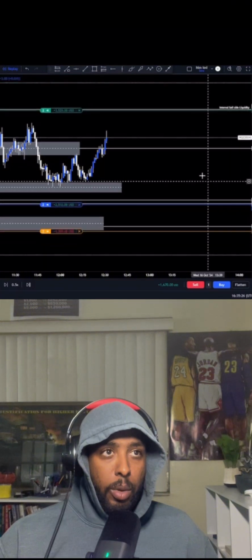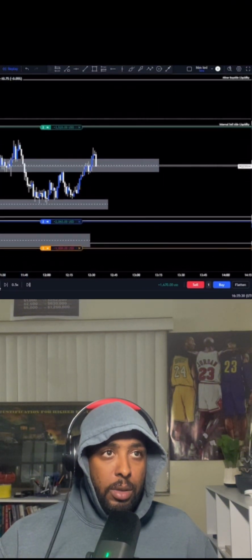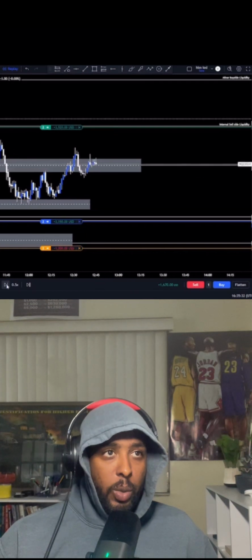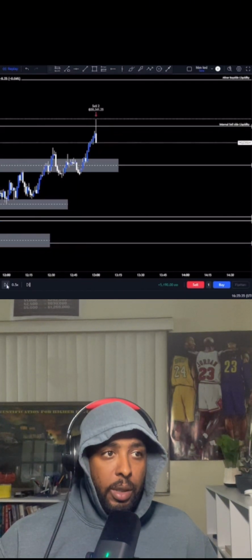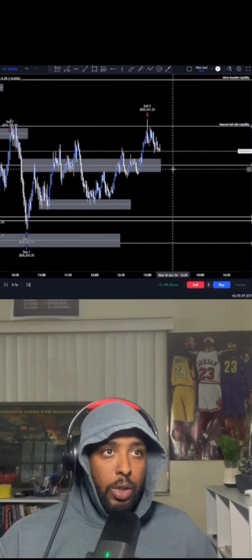So finally we broke above this zone right here. Let's see what happens. We cannot hold above, so bam, we finally took TP. So now, so you see this?